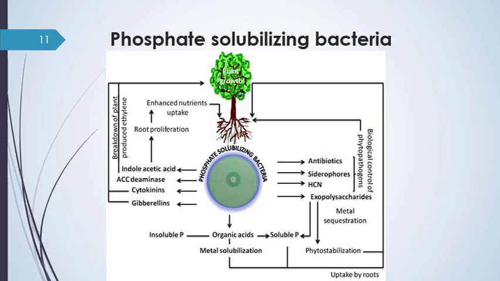Phosphate solubilizing bacteria. These are beneficial bacteria capable of solubilizing inorganic phosphorus from insoluble compounds. Phosphorus solubilization ability of rhizosphere microorganisms is considered to be one of the most important traits associated with plant phosphate nutrition.